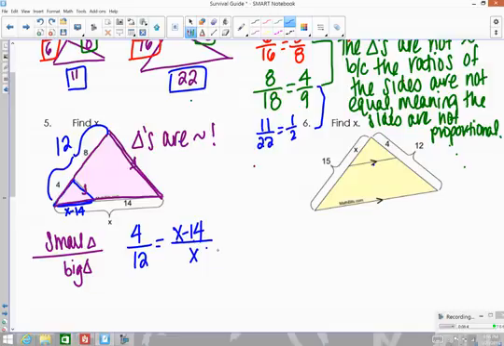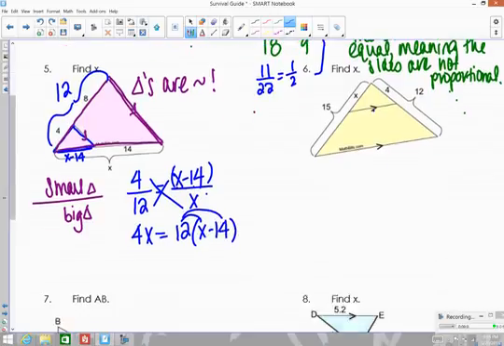And then since we have a proportion, we cross multiply. And remember, I knew to set up this proportion because the triangles are similar. So knowing similarity really helps here. Make sure that x minus 14 gets in parentheses. So it's going to be 4x equals 12 times x minus 14. x minus 14 is in parentheses so you can distribute. So we get 4x equals 12x minus 168.